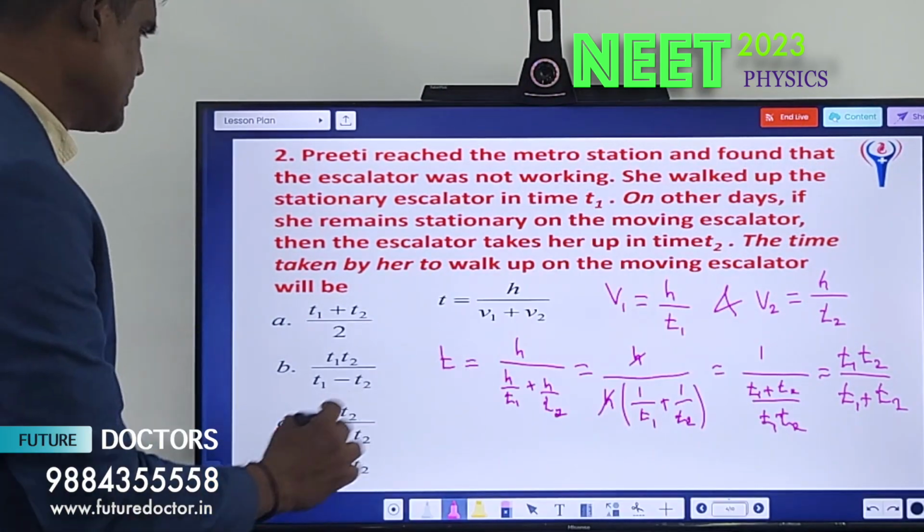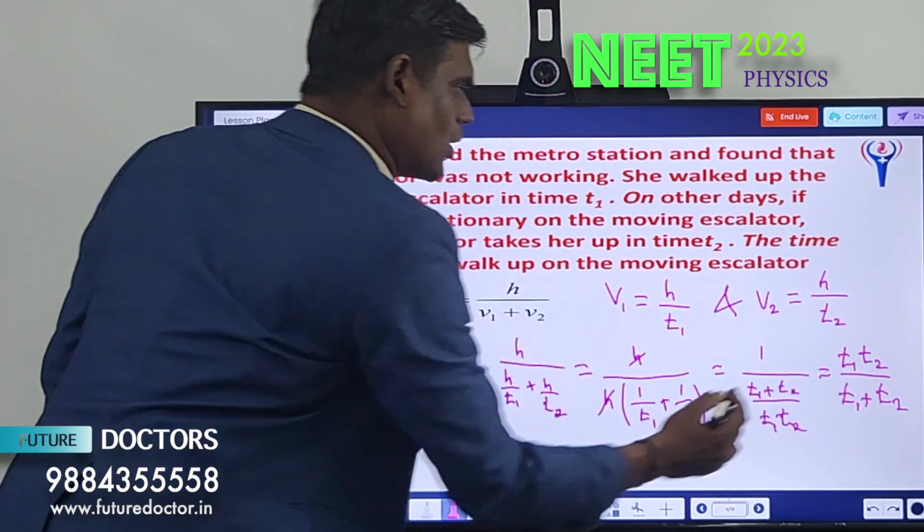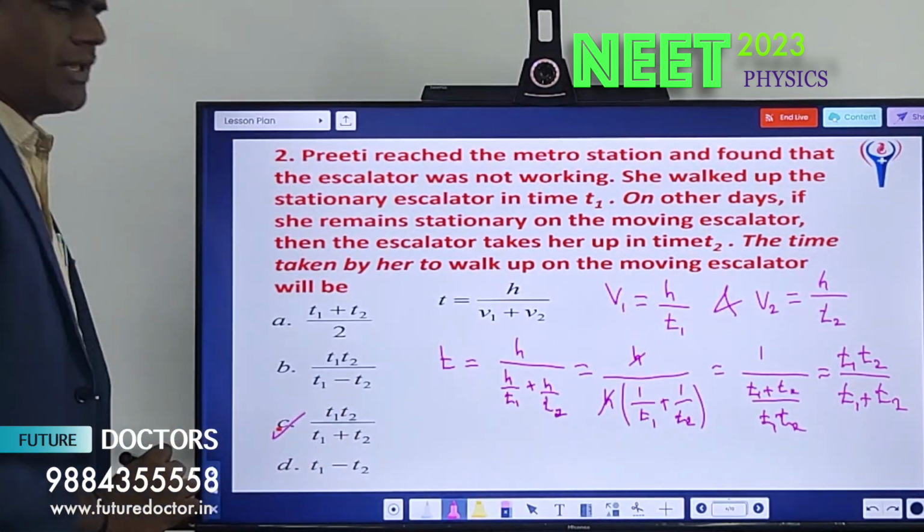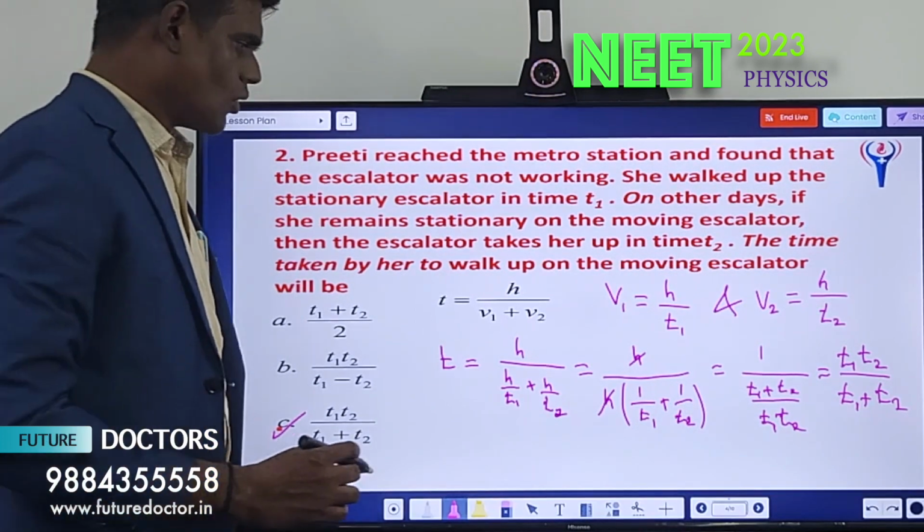That is option C. T equal to t1 into t2 divided by t1 plus t2. Option C is the correct answer. Let's move to question number 3.